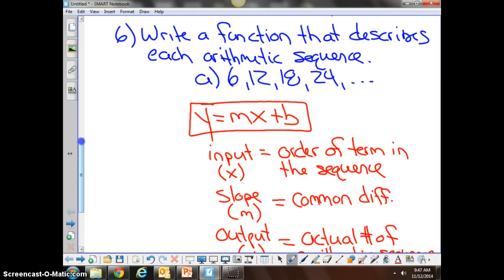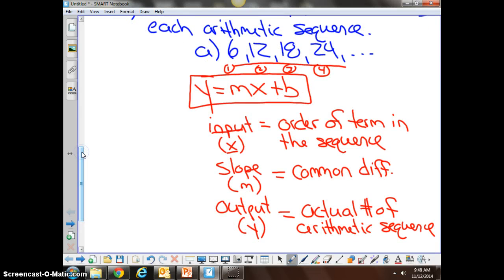Our input, or our x, is the order of the term in the sequence. So if we look at letter A, we have 6, 12, 18, 24. 6 is our first term, 12 is our second term, 18 is our third term, 24 is our fourth term. So your input is just simply going to be the number of the term in the sequence, reading left to right. Slope, or m, right here, is going to be the common difference. So if you look at this, we have a common difference of 6, 6, 6, so the common difference is 6. And then the output would be the actual number of the arithmetic sequence.